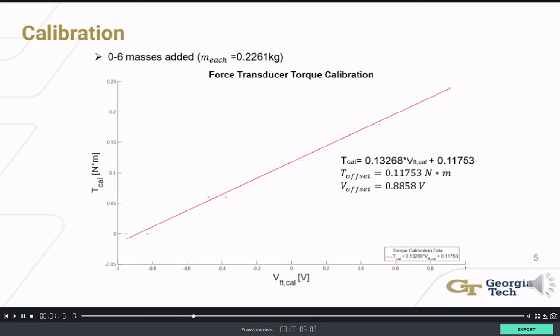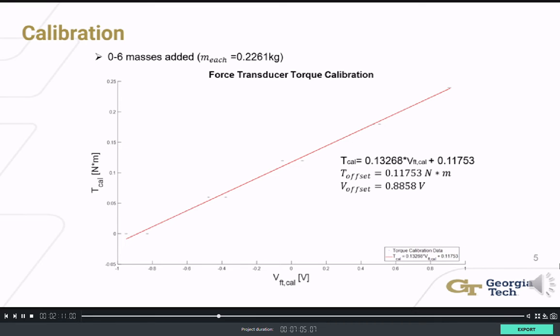The calibration was done by Yorkbit using voltage and torque measurement. The torque was calculated by multiplying mass and the distance from the mass to the rotation axis. The mass of each weight was 0.2261 kg. We collected data from 10 points, twice for each number of weights, from 0 to 4.